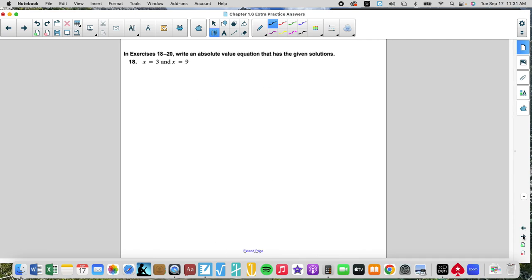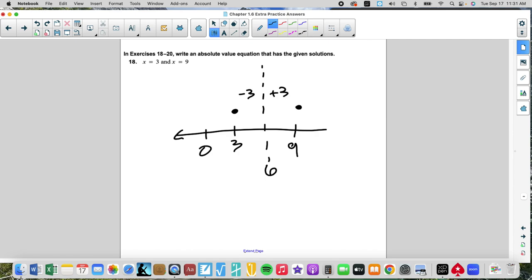Write an absolute value equation with the given solutions. This is kind of interesting. So those are my two values. If we look on a number line, those are my two solutions, and solutions are going to be symmetrical. Remember, there's going to be an equal distance between those two. So what is equidistant between 3 and 9? 6. And it is minus 3 and plus 3.